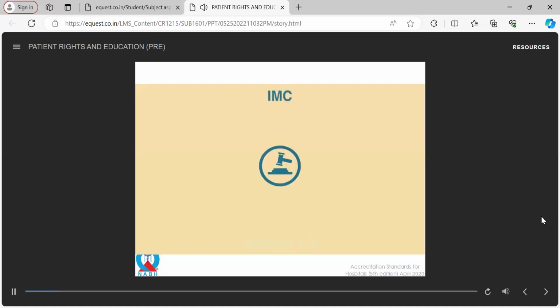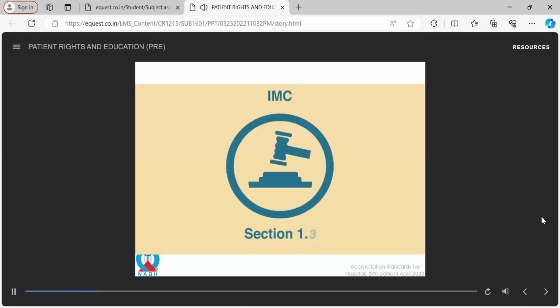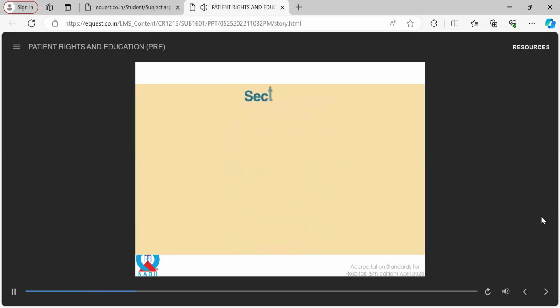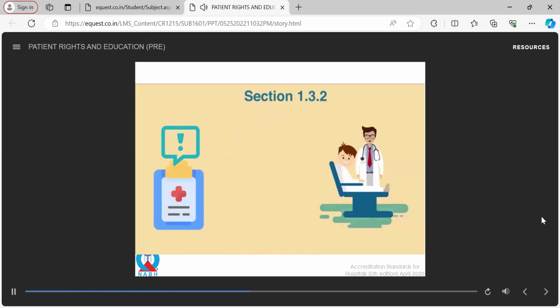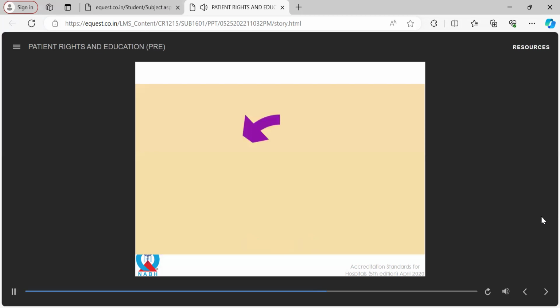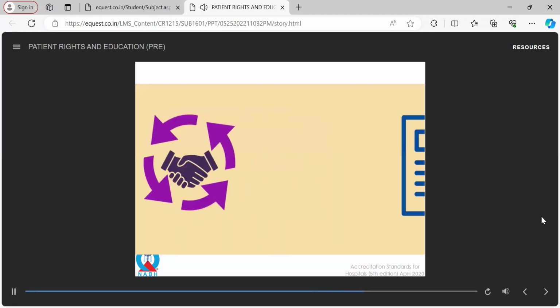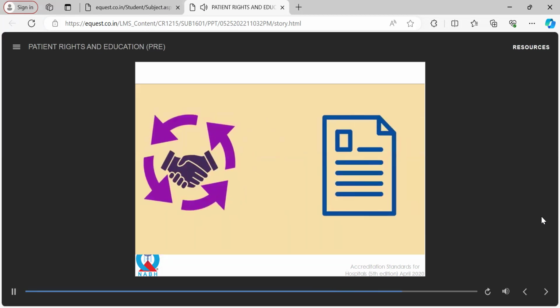Let's talk about IMC Regulations Section 1.3. According to Section 1.3.2, if any request is made for medical records either by the patients or authorized attendant or legal authorities involved, the same may be duly acknowledged and documents shall be issued within the period of 72 hours.